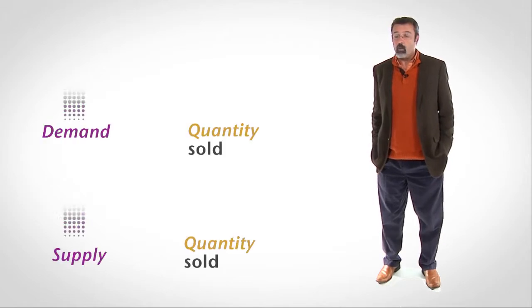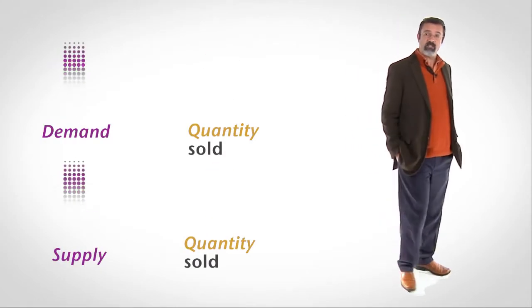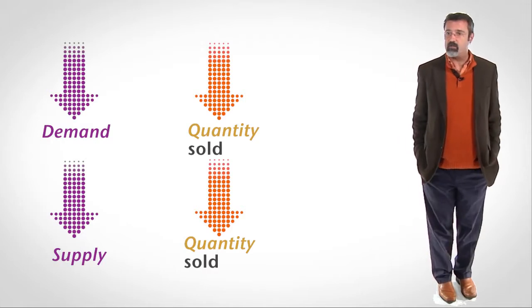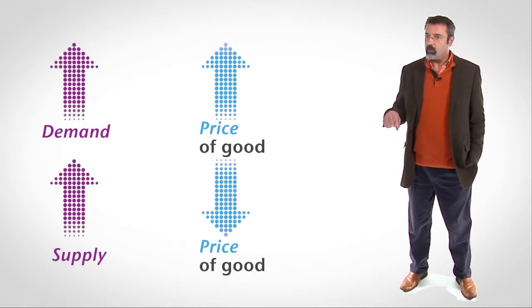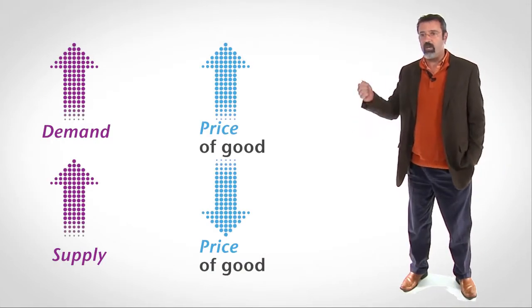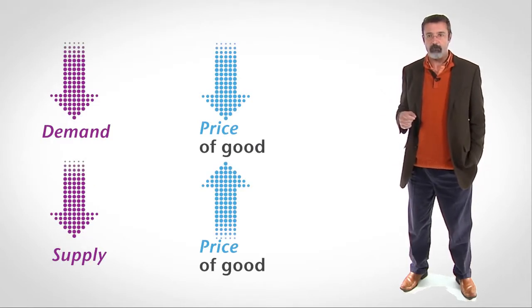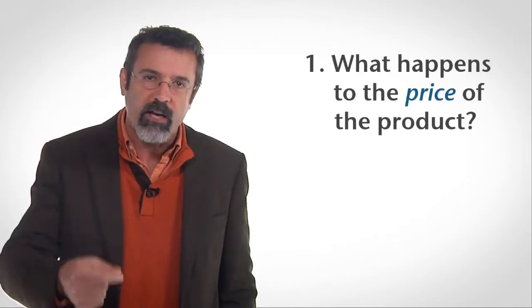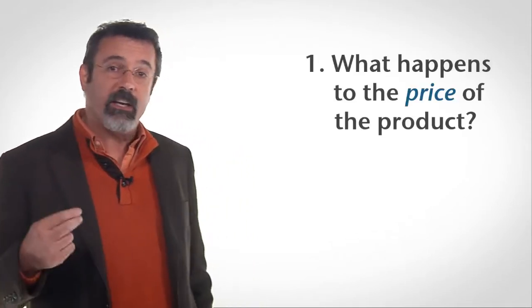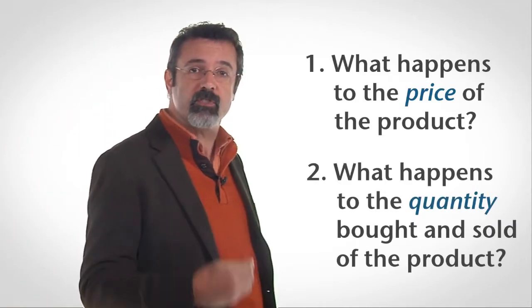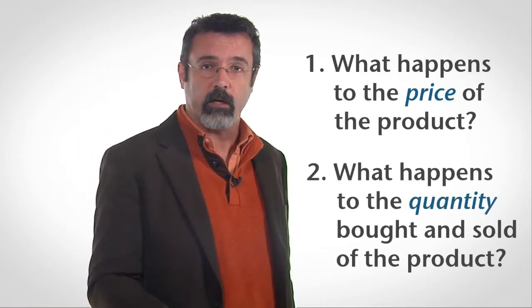What happens when demand and supply change? The quantity sold of a good moves in the same direction as the change in demand or supply. The price of the good moves in the same direction as the change in demand, but in the opposite direction of the change in supply. Let's return to the two questions economists care about. First, when an event impacts a market, what happens to the price of the product? Second, when an event impacts a market, what happens to the quantity bought and sold of the product?